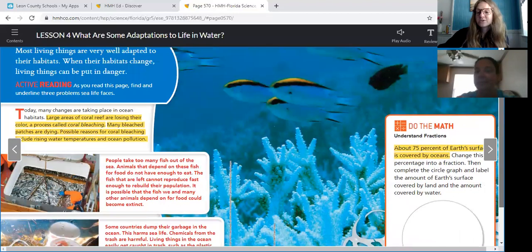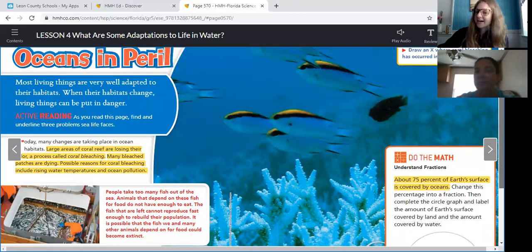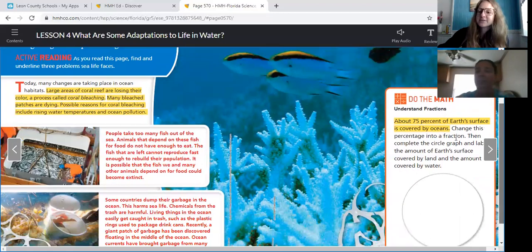All right, and the Do the Math has an important fact in there. About 75% of Earth's surface is covered by oceans. This is why the ocean habitat is the largest in the world. Do you know what fraction 75% would be?